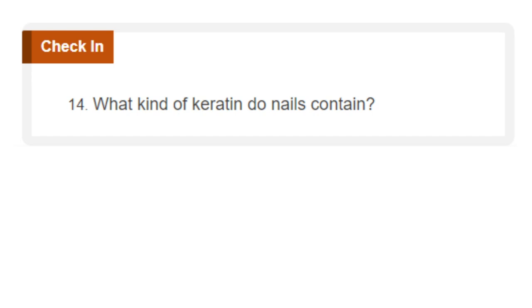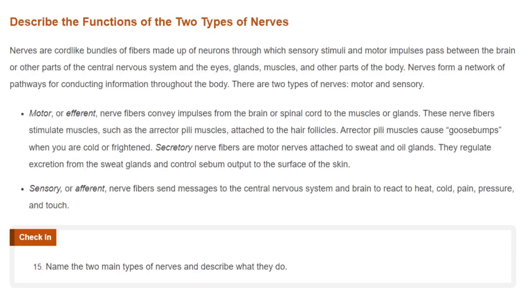Check in. What kind of keratin do nails contain? Describe the functions of the 2 types of nerves. Nerves are cord-like bundles of fibers made up of neurons through which sensory stimuli and motor impulses pass between the brain or other parts of the central nervous system and the eyes, glands, muscles, and other parts of the body.